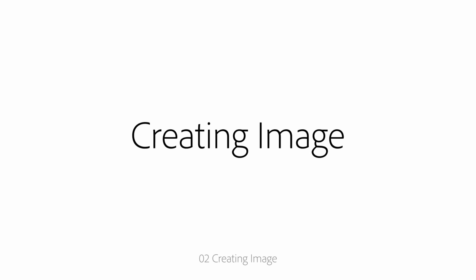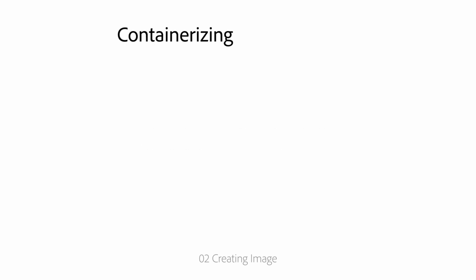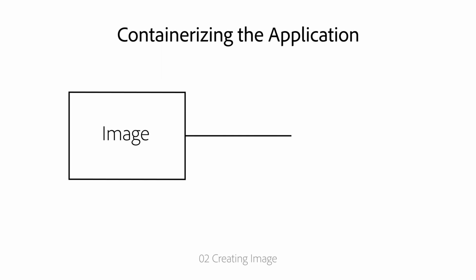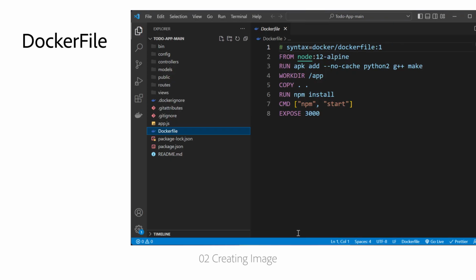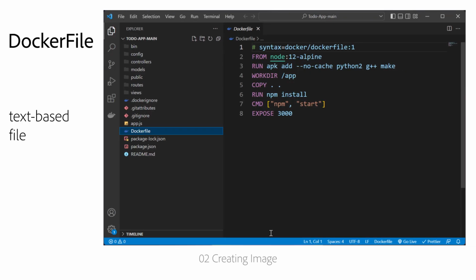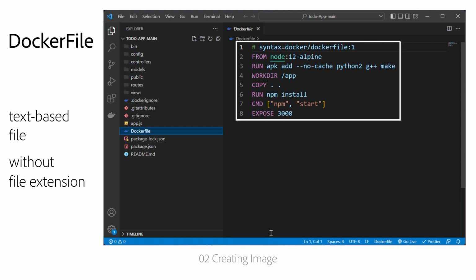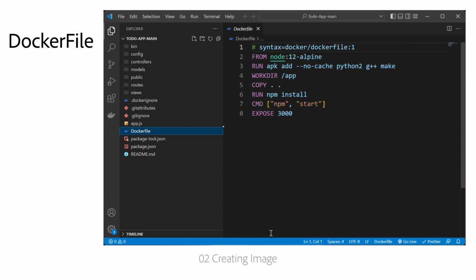Creating image. The first step in containerizing the application is to create an image, which will then be used to run the application in a container. To build the image, we will use a Dockerfile. A Dockerfile is a text-based file, without a file extension, that contains instructions for Docker to create a container image. Let's take a look at the Dockerfile located in the root folder of the application.